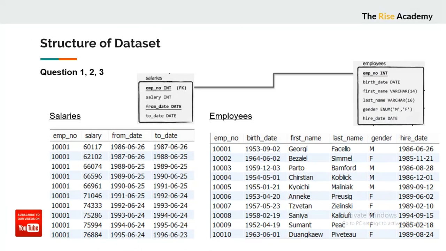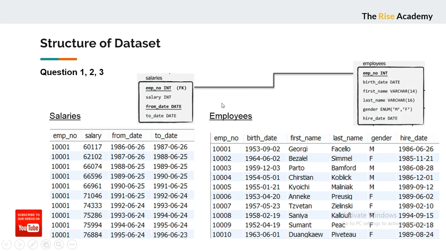First, let's have a look at the tables we are going to use today. For the first 3 questions, I'm going to use the salaries table and the employees table. In the salaries table, we have employee number, salary, from date and to date, which means this employee was hired from this day to this day. And you can see we may have the same employee numbers in the salaries table, but with different salary and from date to date, which indicates this employee got promoted during this period.